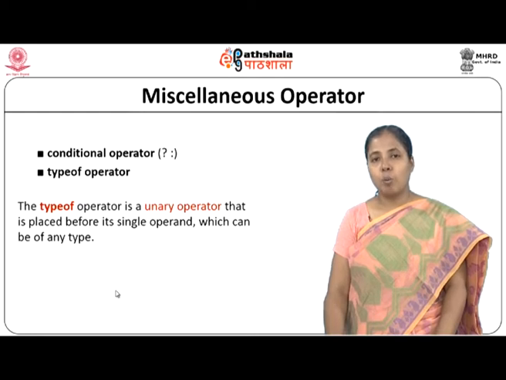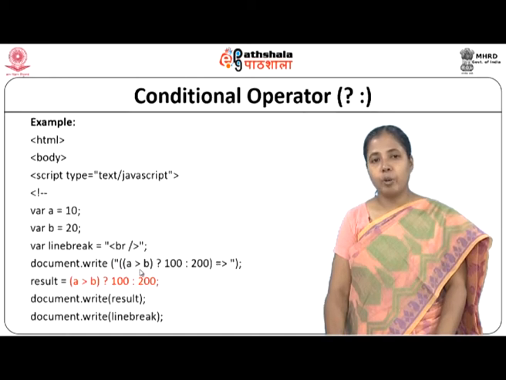The miscellaneous operators that are supported in JavaScript are the conditional operator and the typeof operator. This is the ternary operator, the conditional operator, and we will see an example. The typeof operator is a unary operator. It takes one operand and gives the data type of that operand.